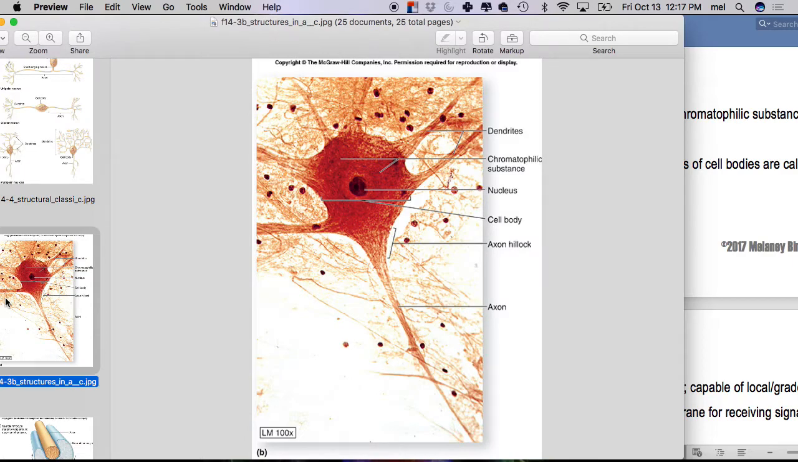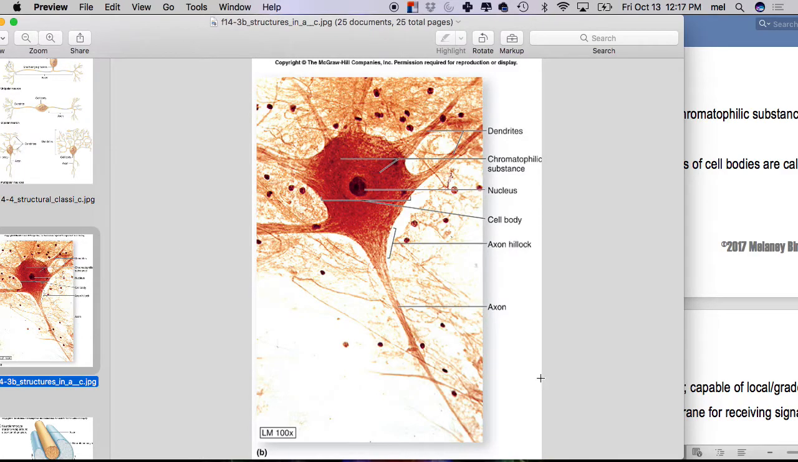Is it sensory, motor, or interneuron? You can't tell because it's not attached to anything, right? So there's literally no way that you could figure out what it was doing unless you attached it to another neuron or a sensory receptor or a muscle, right? So you can only tell this one structurally. Does that make sense?